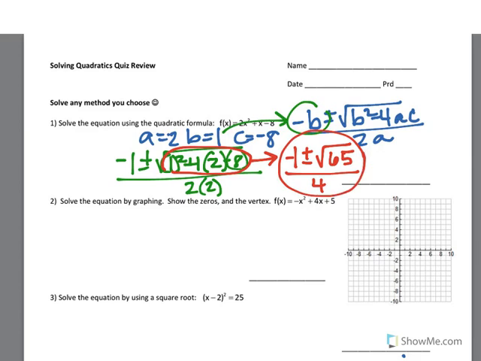For number two, you're going to solve the equation by graphing. You're going to show the zeros and the vertex. So to be able to find our graph, we can either factor or we can make a table. Since it wants us to identify the vertex too, we're going to go ahead and remember that the vertex is negative b over 2a.